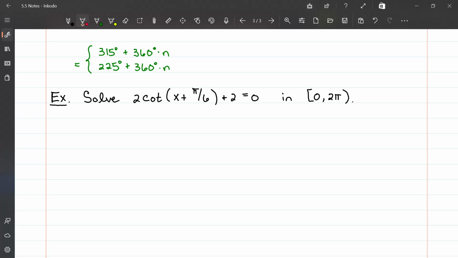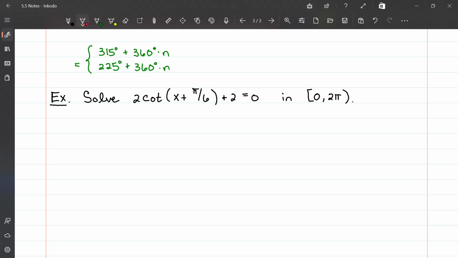Here's one a little bit more to our liking, quote unquote. We are going to solve 2 times cotangent of x plus pi over 6 plus 2 is equal to 0, and we're going to do this in 0 to 2 pi. Now you'll notice a couple of things.